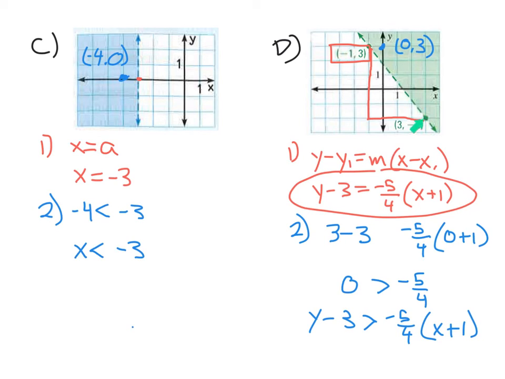And like I said earlier, when I noticed the dashed line, it told me something. I know that it's not going to be greater than or equal to. It's not going to be less than or equal to. It's just going to be greater than, because the points on this line, because it's dashed, are not part of the solution. So this is our final answer right here for the inequality that matches this graph.